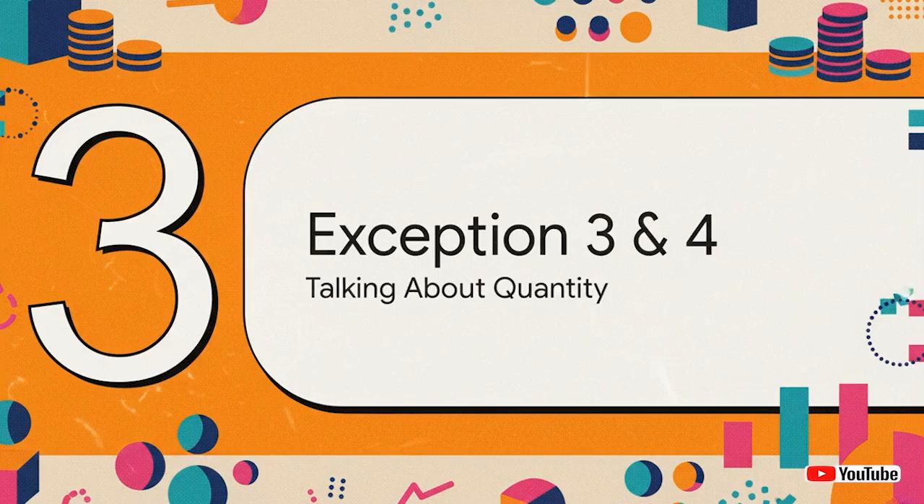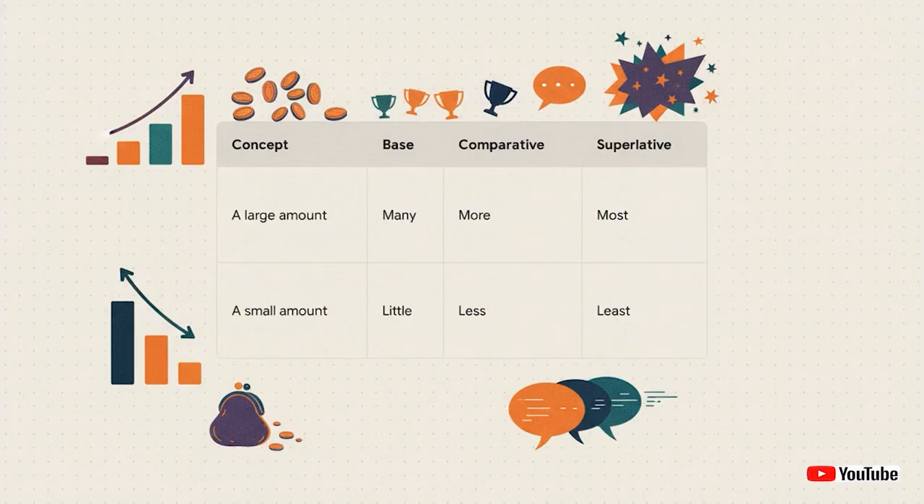All right, let's move on to our next pair of exceptions. And these are all about quantity. The words we use when we're talking about how much or how many of something there is. This chart shows us how we talk about amounts. So to talk about a large amount that's increasing, we go from many to more and finally to most. And for a small amount, we go from little to less and then to least. Again, these words change in a way you just kind of have to memorize, like I have the least amount of time, or she has the most friends.